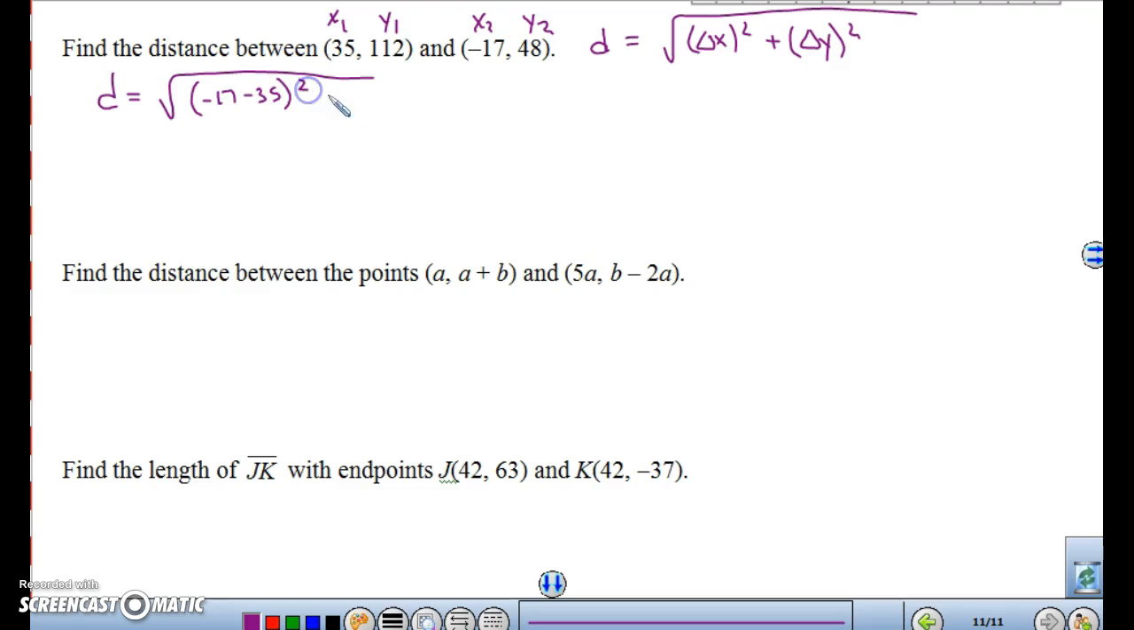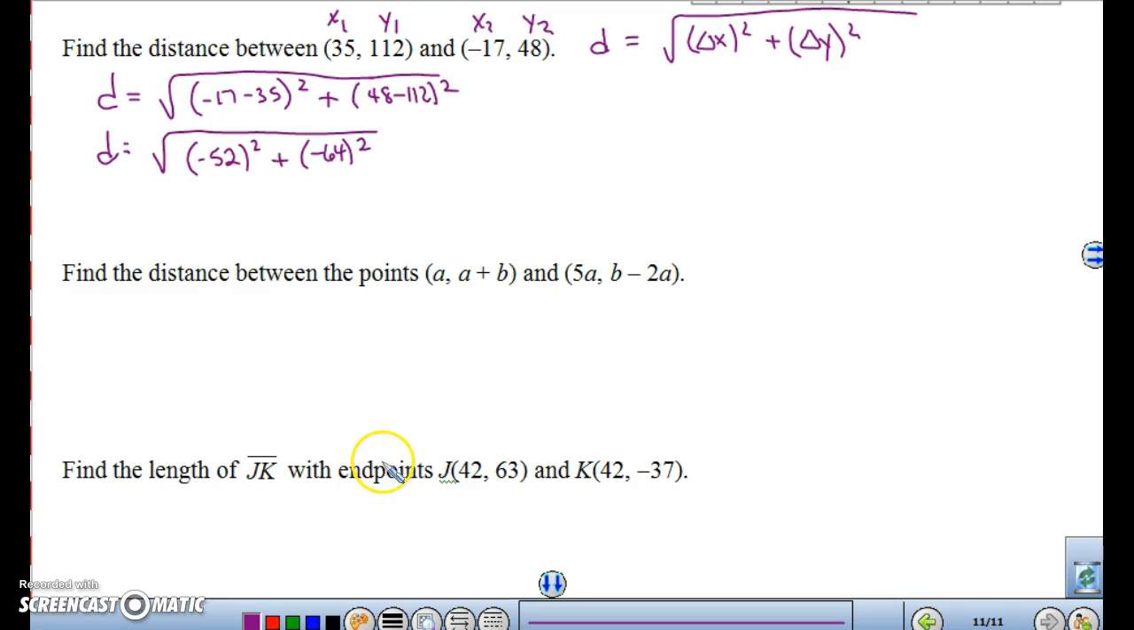And then that's squared plus the difference between the y's: 48 minus 112, quantity squared. So, using my calculator and my values, negative 17 minus 35 is negative 52, squared, plus 48 minus 112 squared is negative 64 squared.